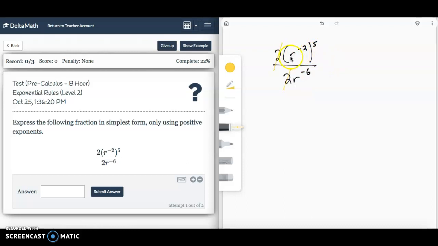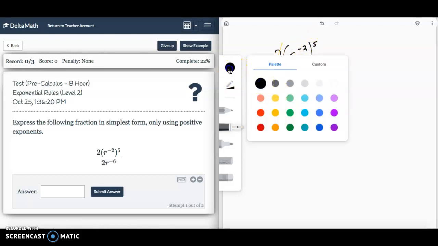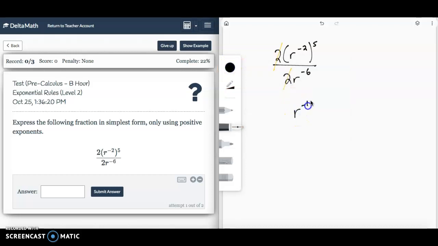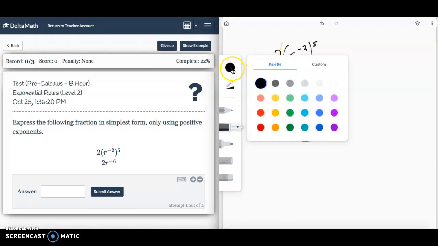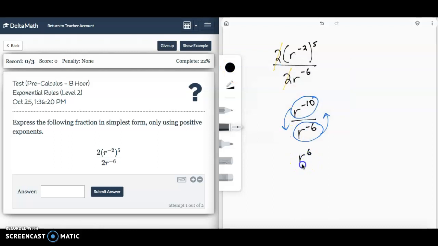And then on top, when I have r to the negative 2 to the fifth, an exponential expression to another exponent, a power to a power, I go ahead and multiply those together. So I really end up with r to the negative 10th on top, negative 2 times 5, and then r to the negative 6 on the bottom. And then we know that when an exponential expression has a negative exponent, they're currently living on the wrong side of the fraction, so these guys are actually going to flip spots. So I'll end up with r to the 6 on top and r to the positive 10 on the bottom.